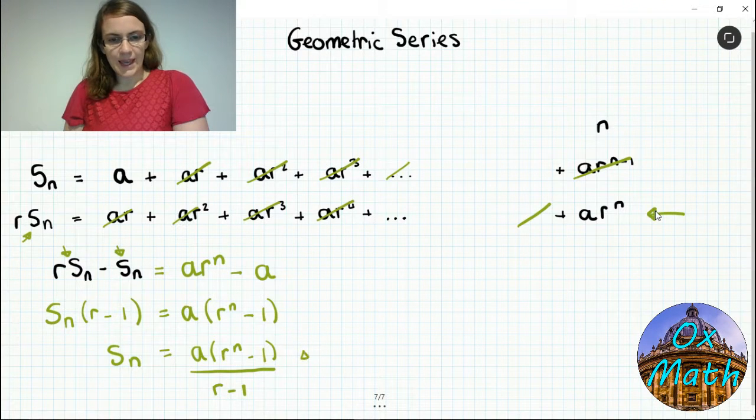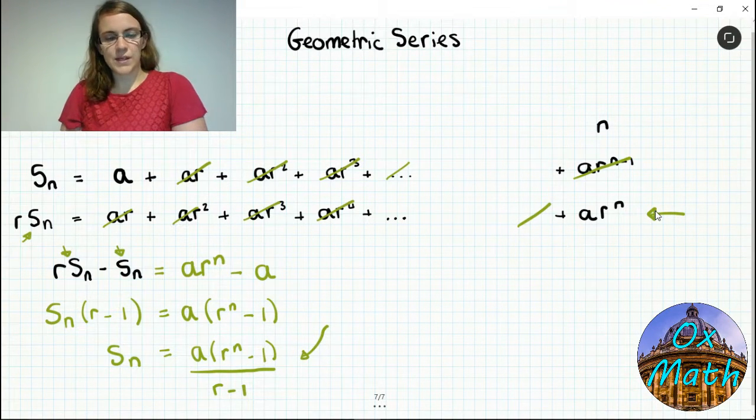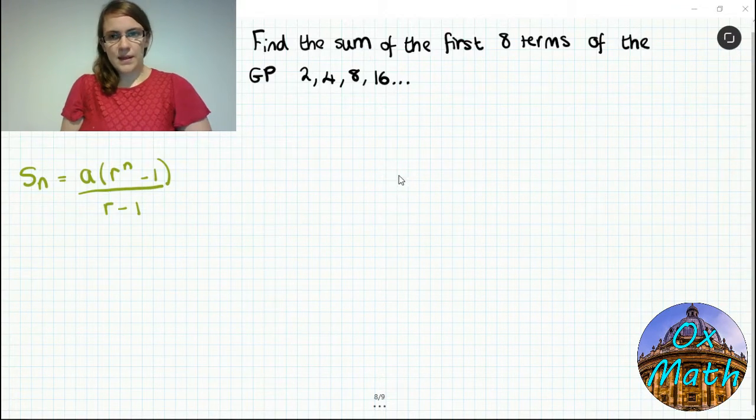So this is actually our formula for the sum of a geometric series, and it can be very, very useful because it means that you don't have to work out every single term and add them together. You can just plug what you know into this formula. So let's have a quick look at a couple of examples of how we can use this.